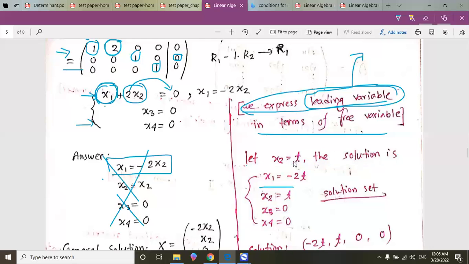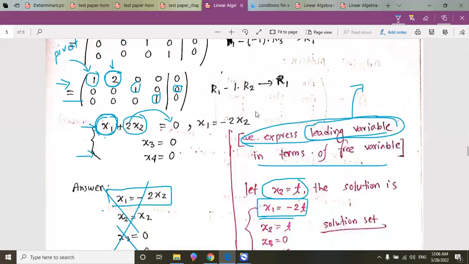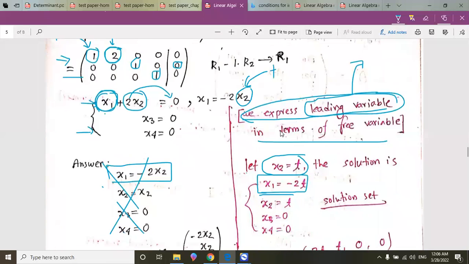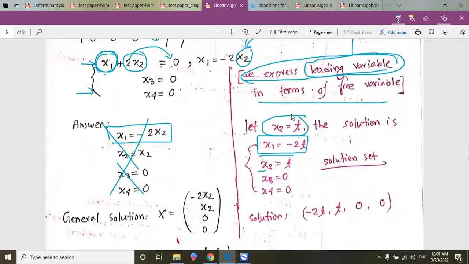For example, we let our free variable x2 be equal to t, and then x1 becomes minus 2t, right? Replace the value here. So x1 becomes minus 2t, and x2 equals t. So x3 will be 0 and x4 will also be 0. So this is our solution set.